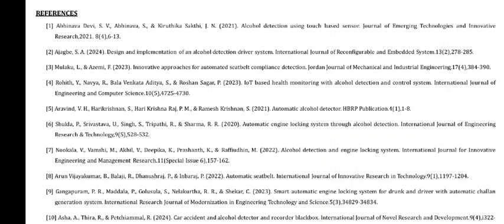References. We referred to numerous research papers and journal articles. These covered everything from touch-based alcohol sensors and automatic engine locking systems to smart seatbelt detection systems. This helped us build a system that combines both detection and prevention measures.